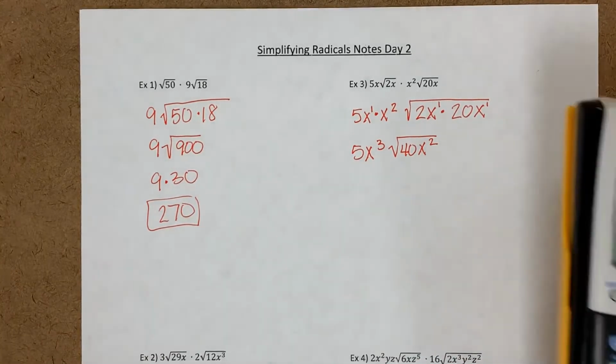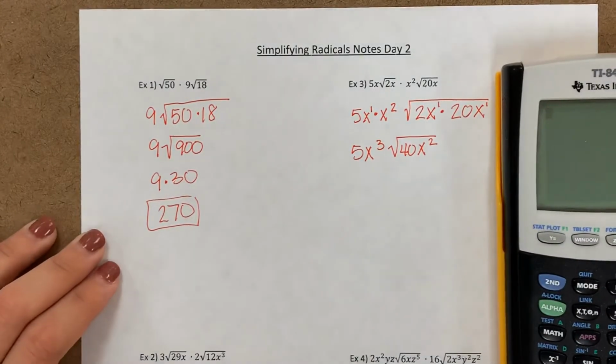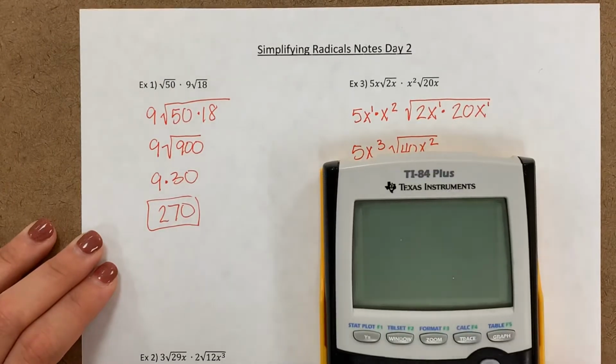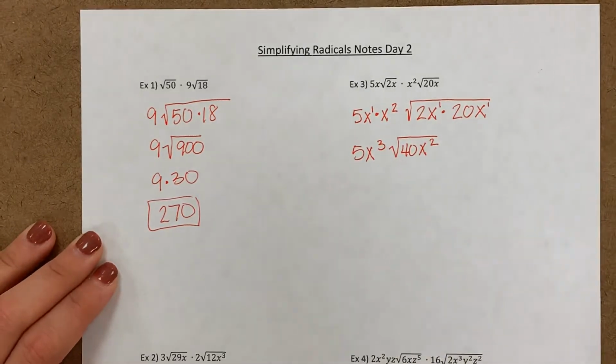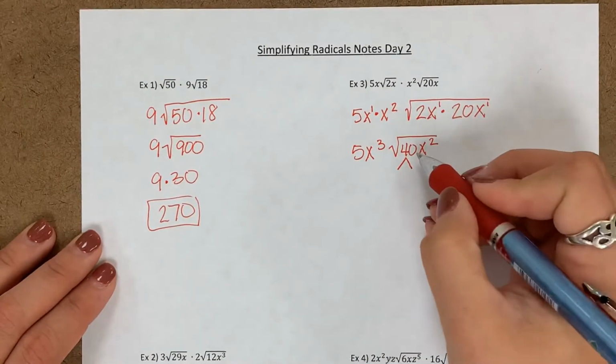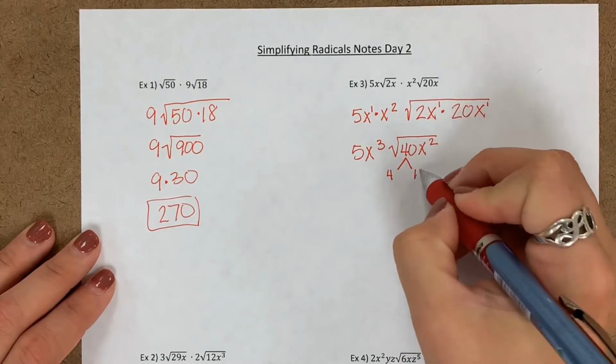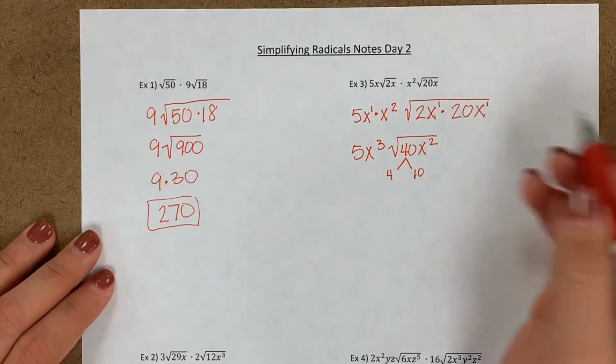Now we check the square root of 40. On our calculator, we type in second, square root, 40. It's not a perfect square, so we're actually going to do our factor trees. So let's split up 40. 40 turns into 4 and 10. There are multiple ways to split that up, so use whatever one you want.